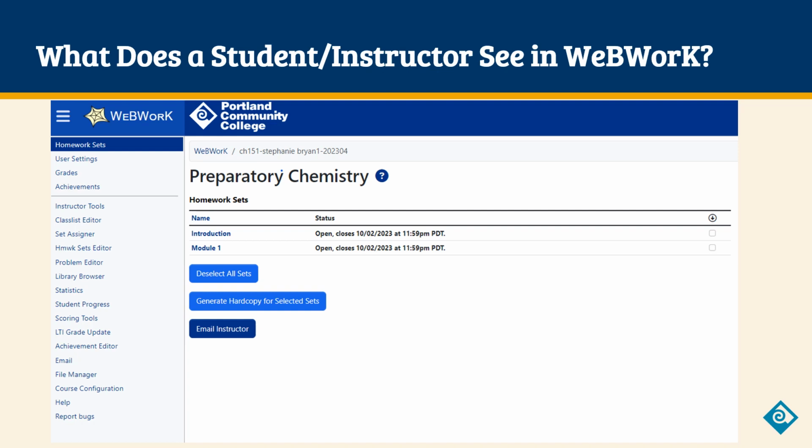So, what does a student or an instructor see when they open up WeBWorK? It looks like a pretty standard homework program. It doesn't have any major bells and whistles. The students see their course name at the top, then they see a list of homework assignments. This course has 2 homework assignments. You can link WeBWorK to your LMS pretty easily. Once they click on one of the homework assignments, they'll see a list of problems. So we'll go to that next.